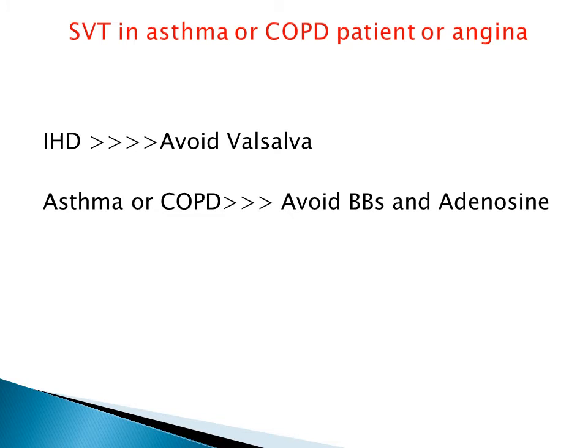Okay, if you have been given in the history that the patient has a problem with bronchial asthma or COPD, you must avoid beta blockers and you must avoid adenosine from your choices. So if you have been given some choices, you will start with vagal maneuvers, and next choice will be verapamil and not adenosine or beta blockers. In a patient with ischemic heart disease, doing Valsalva maneuver may precipitate angina, so it should be avoided in patients with history of ischemic heart disease.